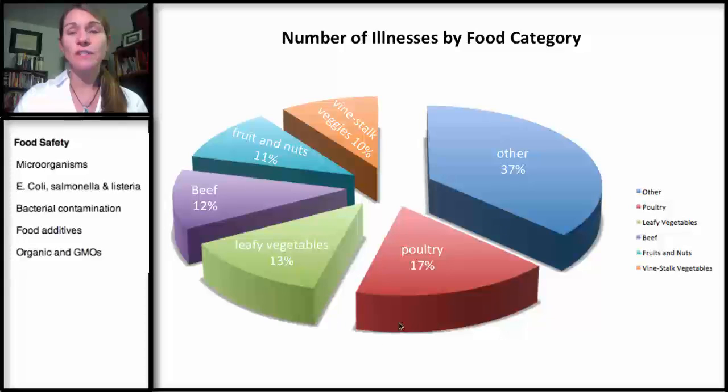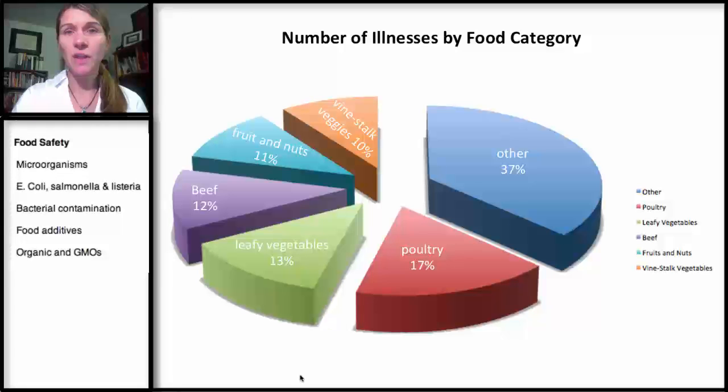Now, the number of illnesses by category, this is divided down to each category. We have poultry and beef. They make up 17 and 12%. Our leafy green vegetables, about 13%. Vine stock vegetables, 10%. Fruits and nuts, 11%. In other, we see that we actually have pork and dairy and beans. There are actually some other produce in there, seafood as well.